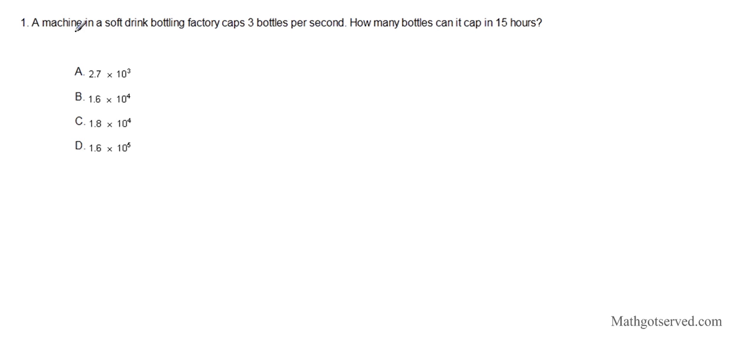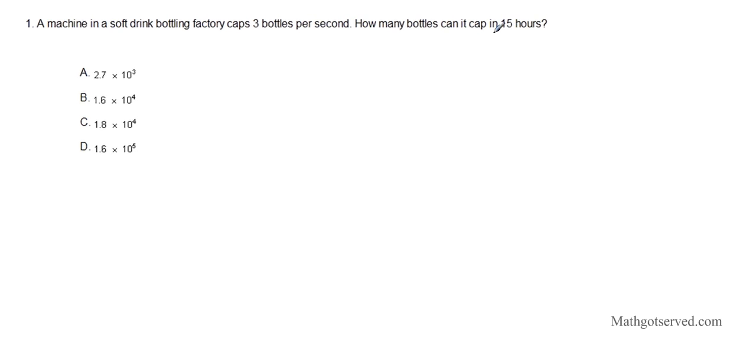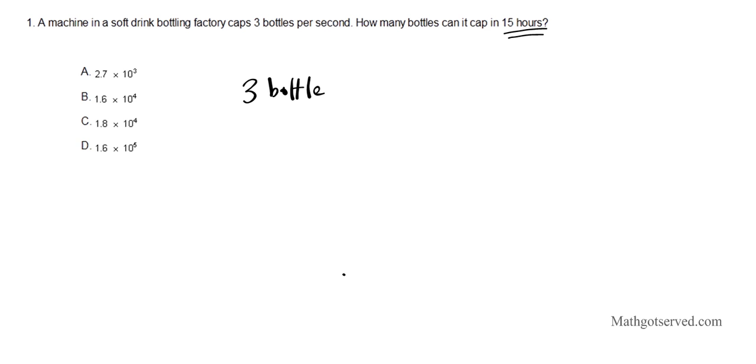It says a machine in a soft drink bottling factory caps 3 bottles per second. How many bottles can it cap in 15 hours? So 3 bottles per second, how many bottles can it cap in 15 hours? Well, all we need to do here is basically figure out how many seconds 15 hours is, and then we'll multiply by 3 since it is 3 bottles every second.